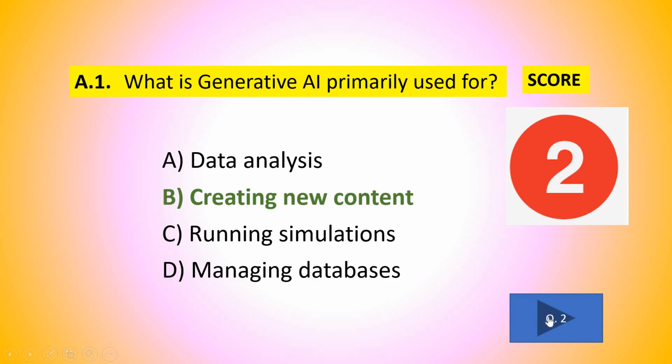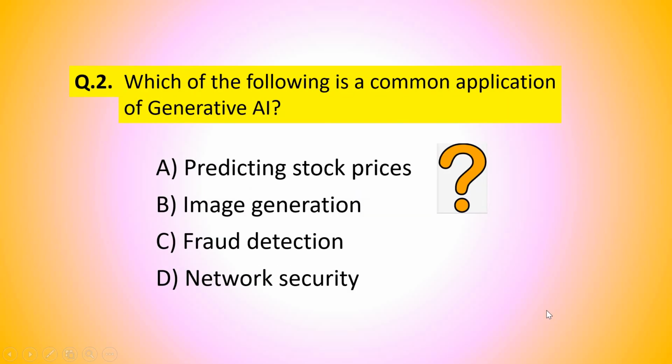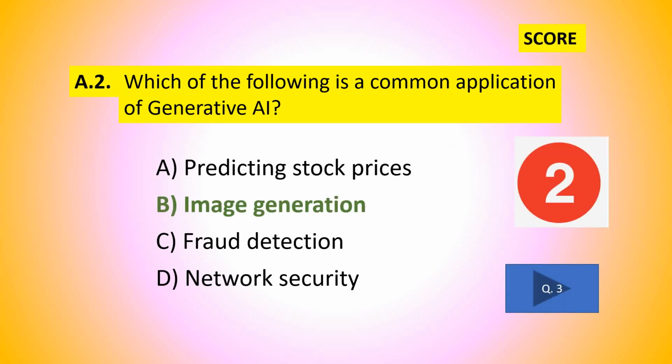Now let us move to question number 2. Which of the following is a common application of generative AI? Predicting stock prices, image generation, fraud detection, or network security? Yes, the answer is image generation. Okay, so for each question, if your answer is correct, you are getting 2 marks.